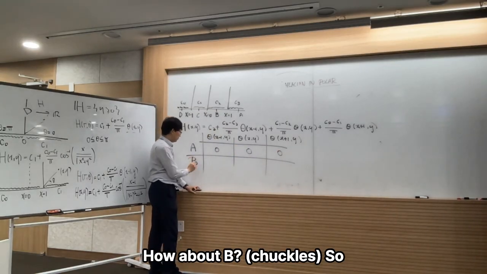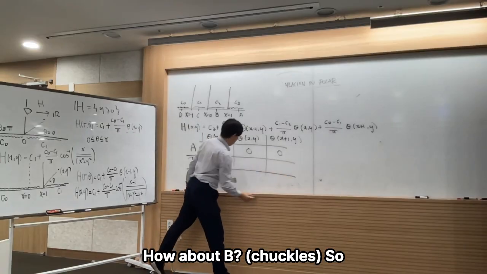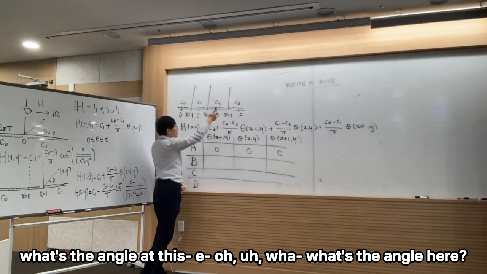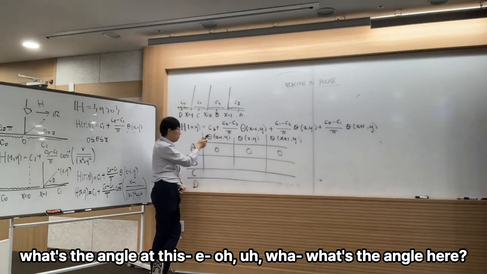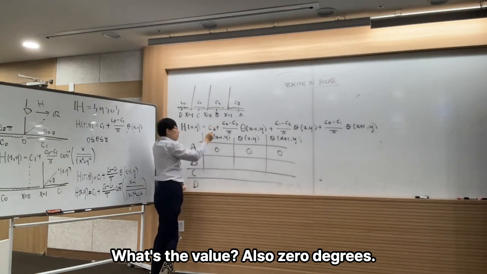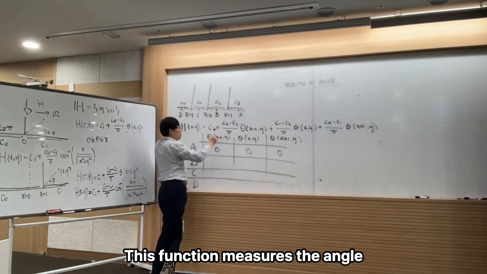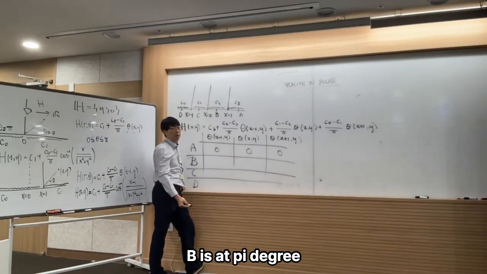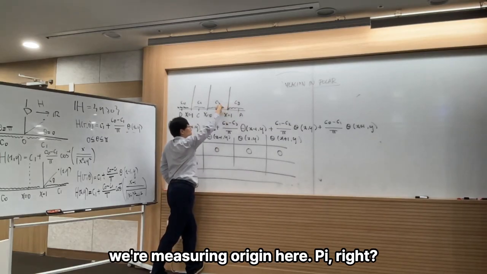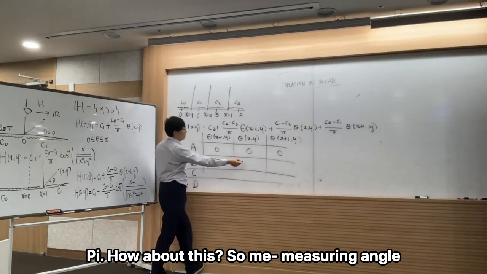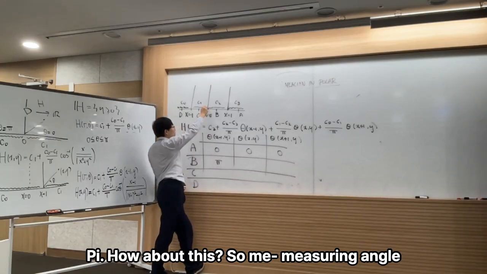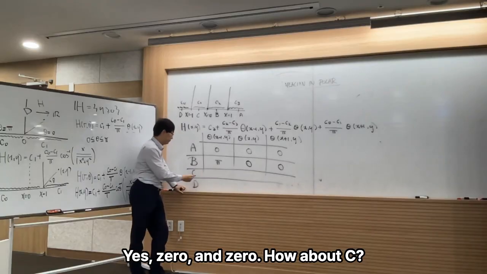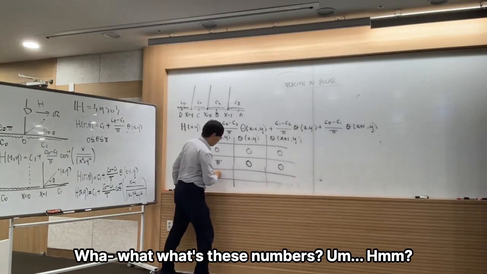How about B? What's the angle here? What's the value? This function measures the angle as if the origin is here. B is at pi because this is the origin. We're measuring from the origin here, so pi, right? Yes. How about this? Measuring the angle as if the origin is here, yes, 0 and 0. How about C? What are these numbers?